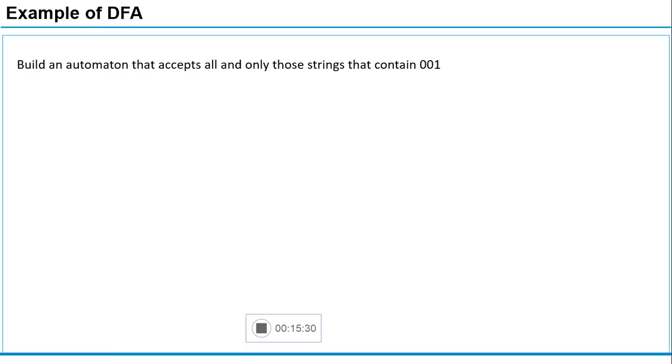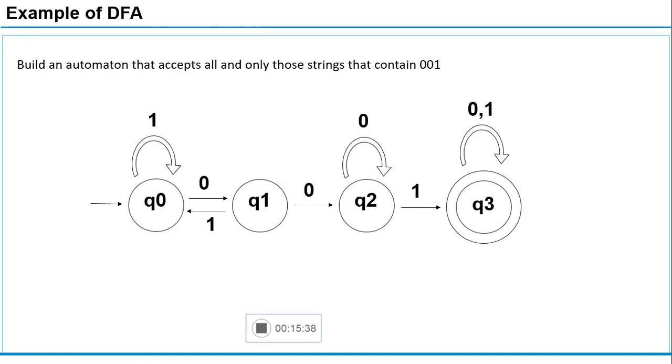Okay, then we will move on to the next example. We are going to build an automata that is going to accept all and only those strings that contain 0, 0, 1. So it is going to have 0, 0, 1.